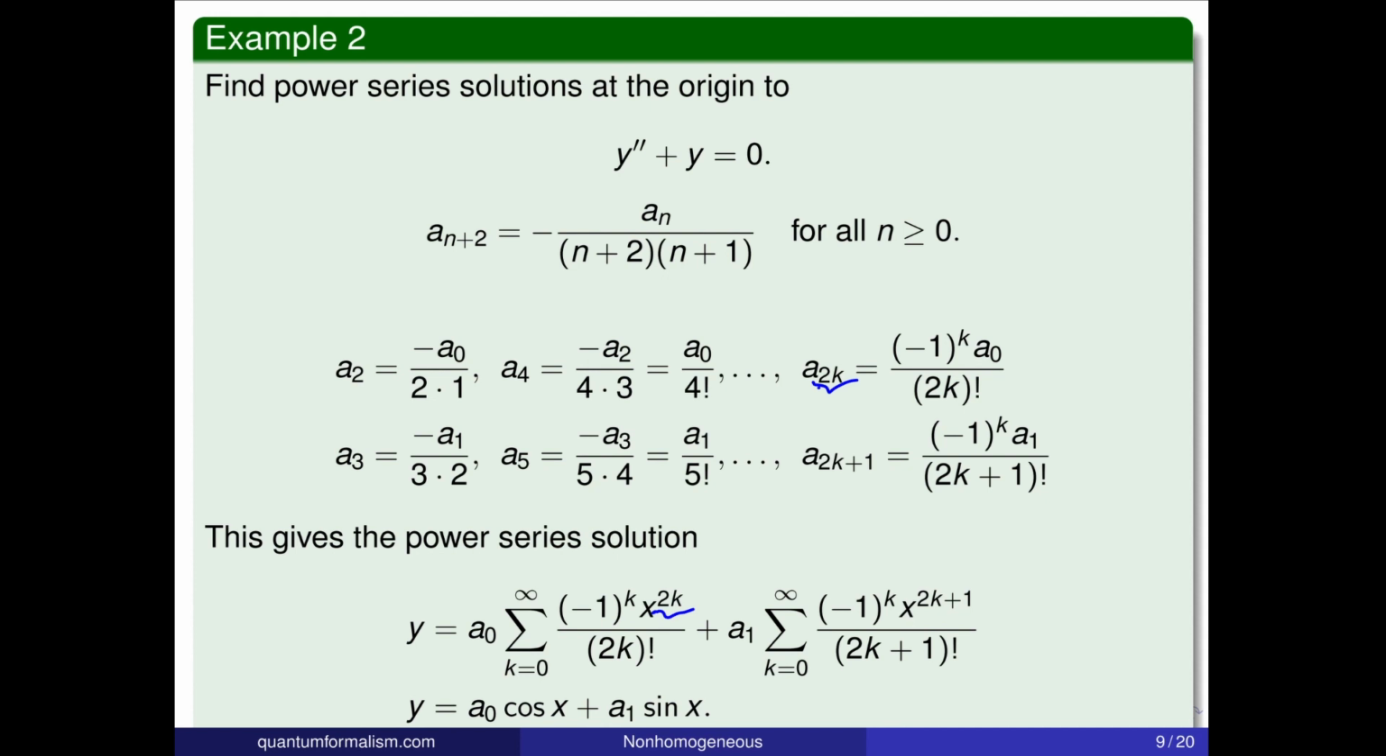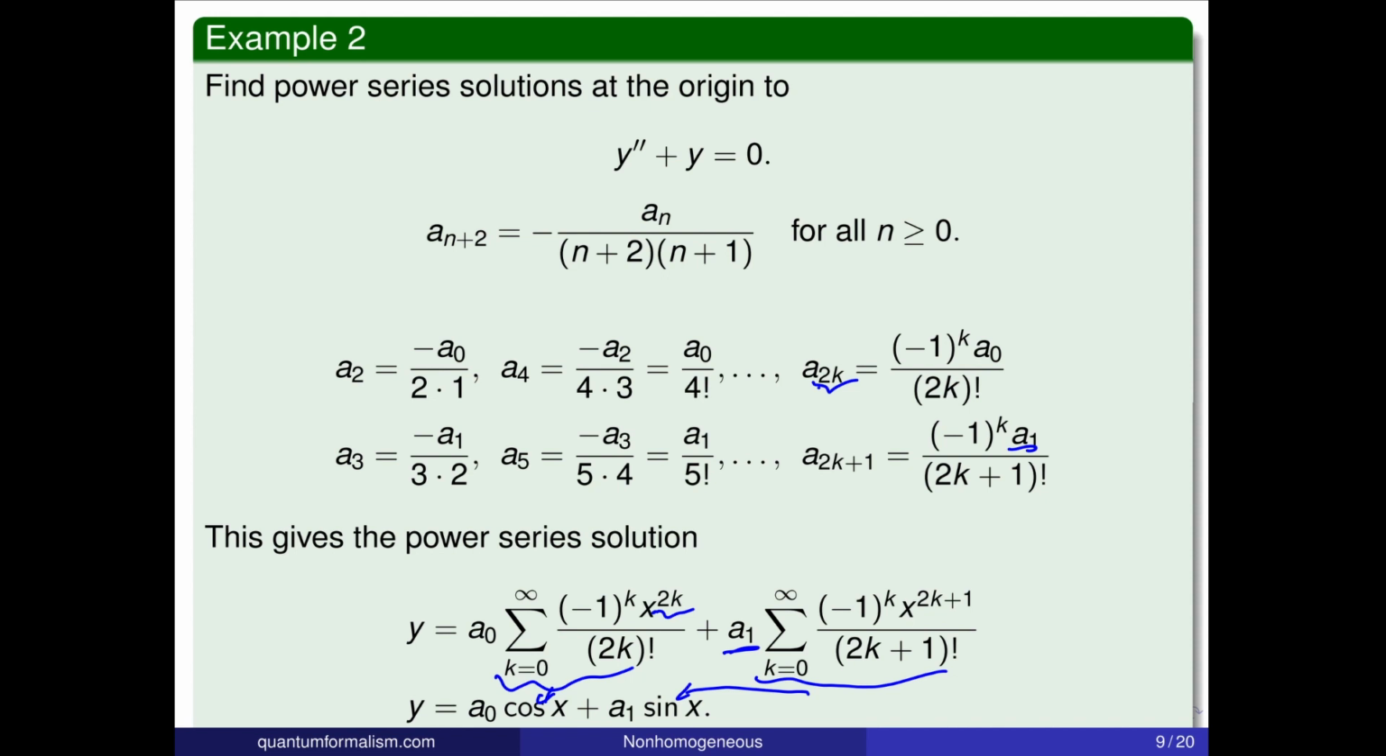All right, and then similarly, all the odd terms will have a factor of A1 that we can pull out, and then we'll have minus 1 to the k, x to the 2k plus 1 power divided by 2k plus 1 factorial. But you can recognize these are exactly the Taylor series for cosine of x and sine of x, right? This one is cosine of x, and this one is sine of x. All right, so that's exactly what we should be getting, right?